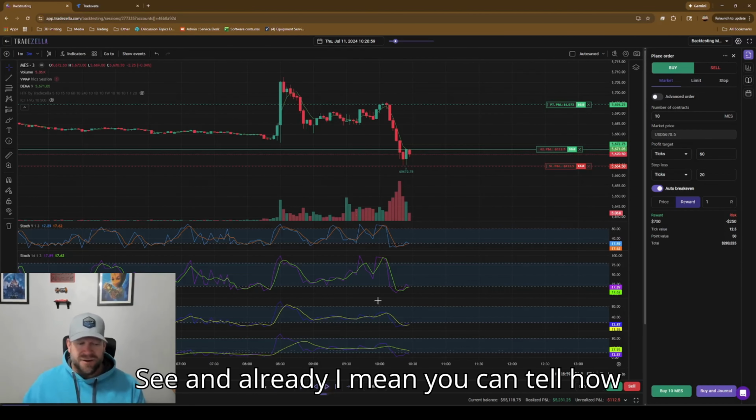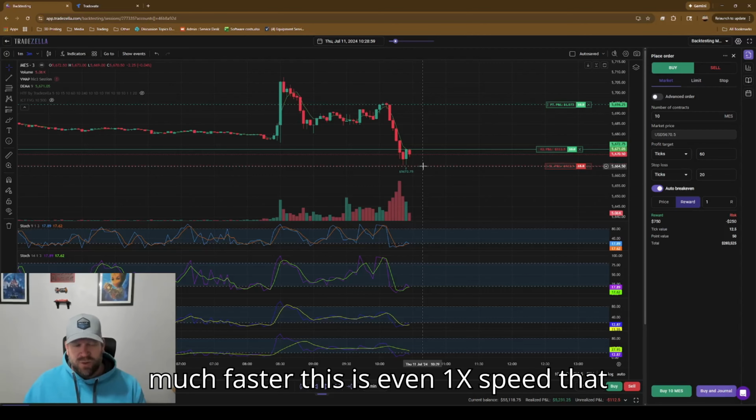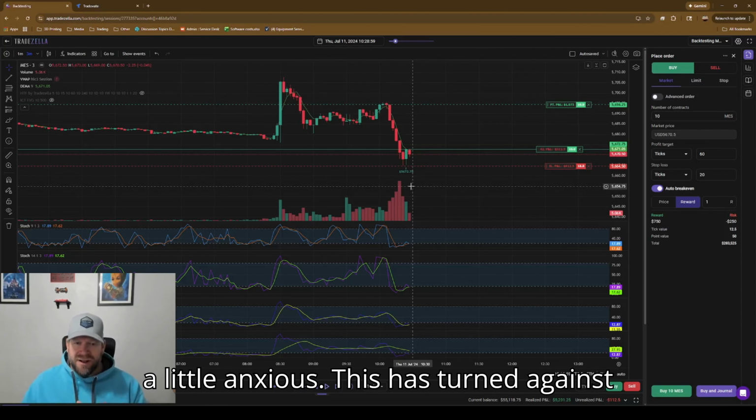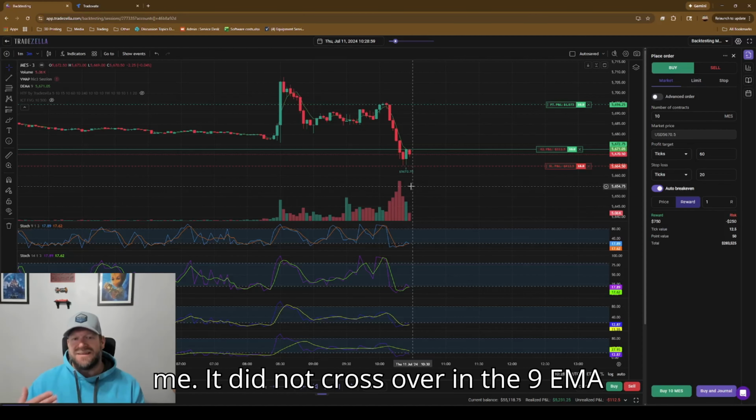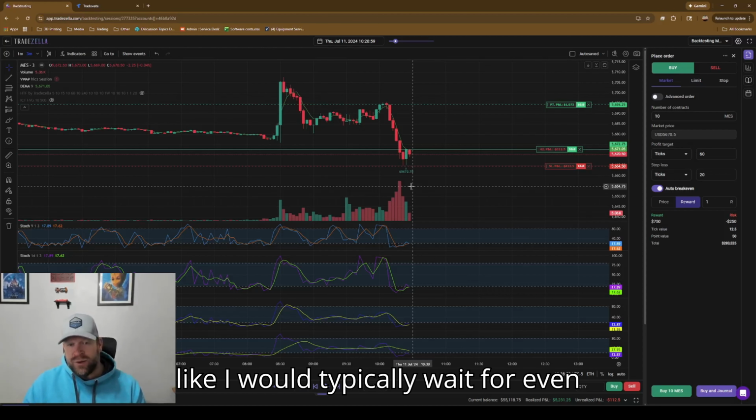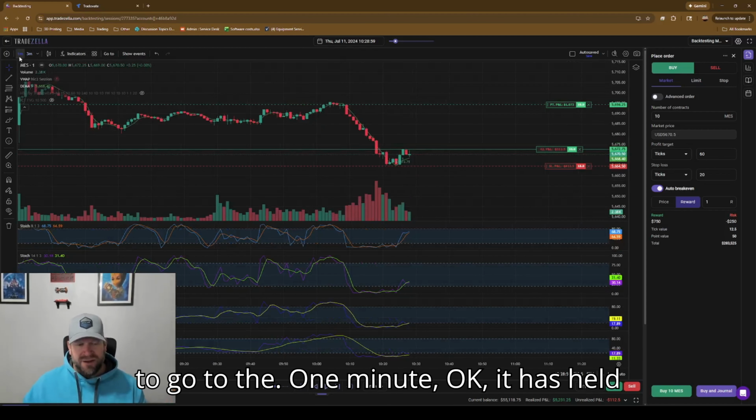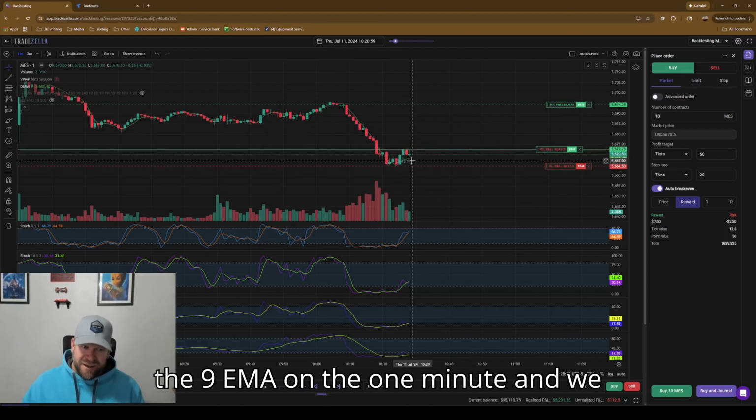See, and already, I mean, you can tell how much faster this is, even at 1x speed. That was 3 minutes instant. And I already feel a little anxious. This is turned against me. It did not cross over the 9 EMA like I would typically wait for, even though it had on the 1 minute. I'm going to go to the 1 minute. Okay, it has held the 9 EMA on the 1 minute.